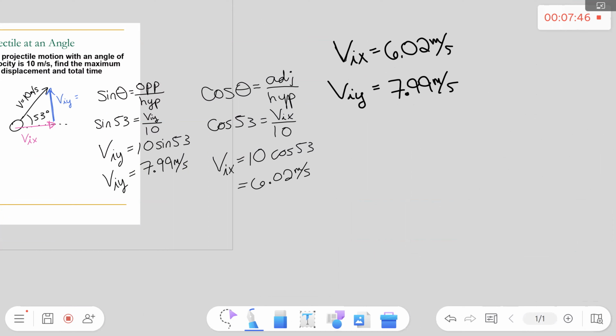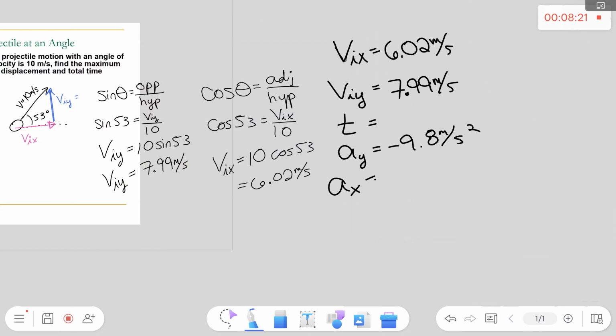If you guys remember, what did I say yesterday for projectile problems? 99% of the time, what's the first variable we should try to look for? Time. So we're going to look for time. What other things do we know about projectile motion? What still exists always? Gravity. So what's acceleration in the y direction? Negative 9.8 meters per second squared.